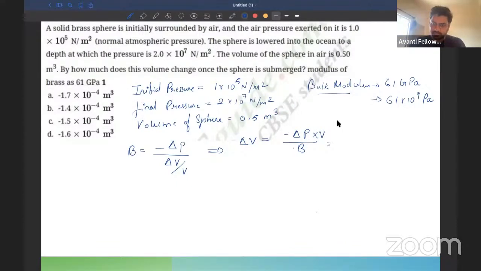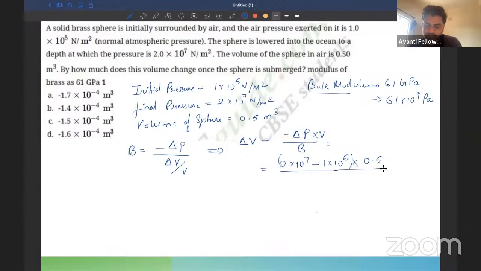Like, I have 10 rupees today, but in future I may have 1000 rupees. So what is the change? 1000 minus 10, that is 990 rupees. So change is final minus initial. So final is 2 into 10 to the power 7 pressure minus 1 into 10 to the power 5 pressure, divided by B, into volume. Volume is also there. So volume is how much?